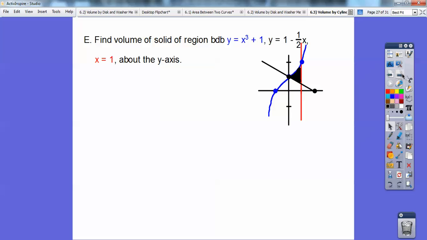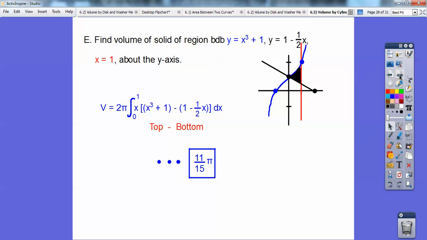And then it's going to be top minus bottom. So it's the top equation minus the bottom equation. The top equation is this blue guy. The bottom equation is this linear line right here. So top minus bottom, it's the cubic minus the linear. Don't forget your x right there. And then you go ahead and integrate that. You should get 11 pi over 15.